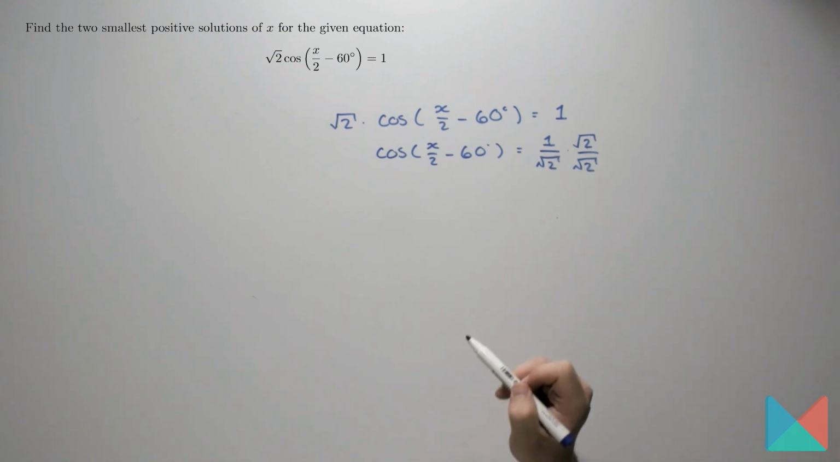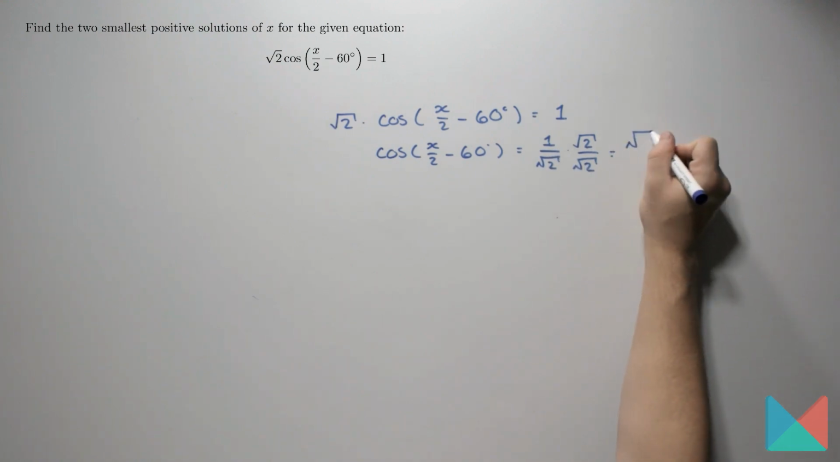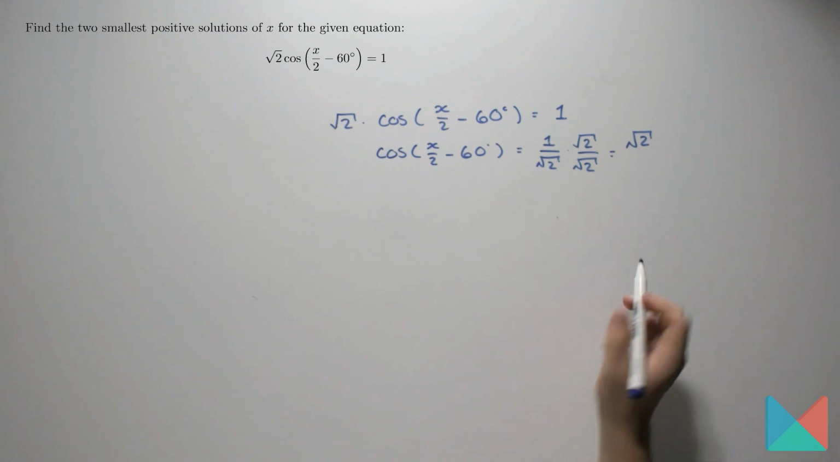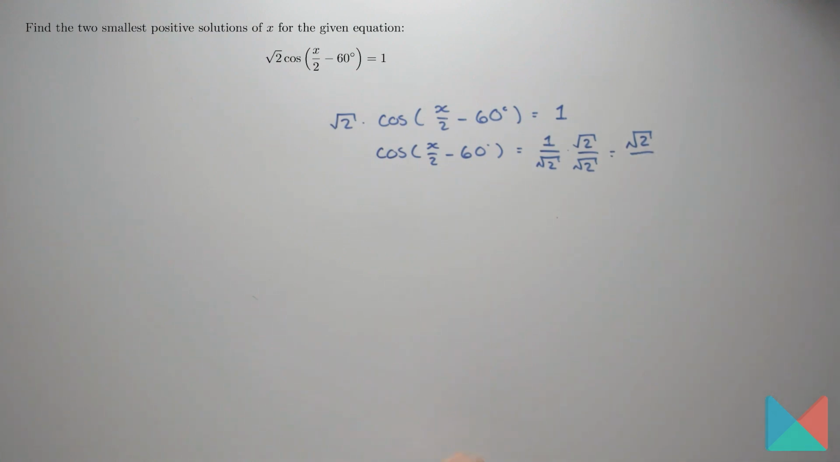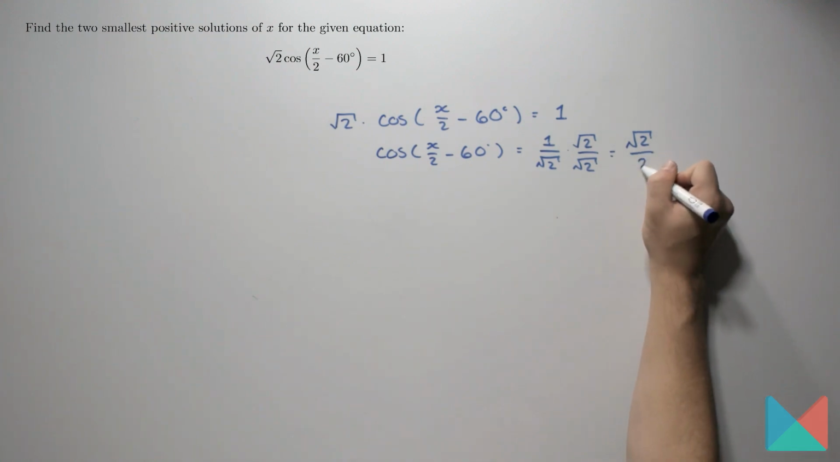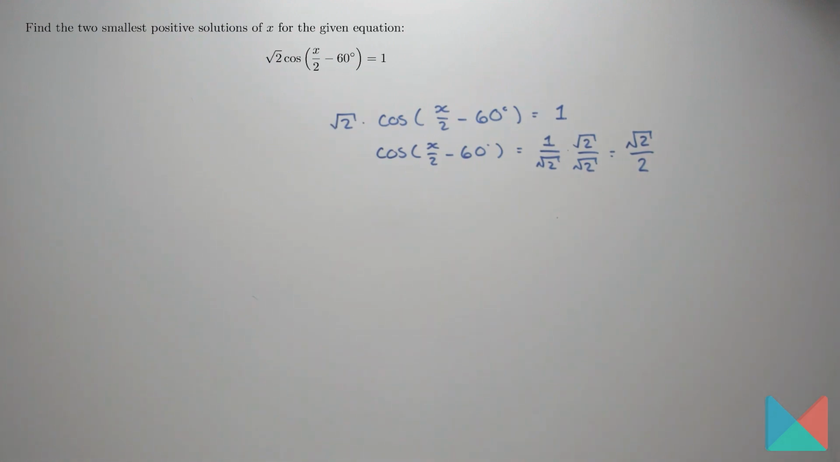And so the square root of 2 times 1 is going to give us root 2. And the square root of 2 times the square root of 2, well, that's going to be the square root of 2 squared, and the square roots cancel out. So it's just leaving us with 2.